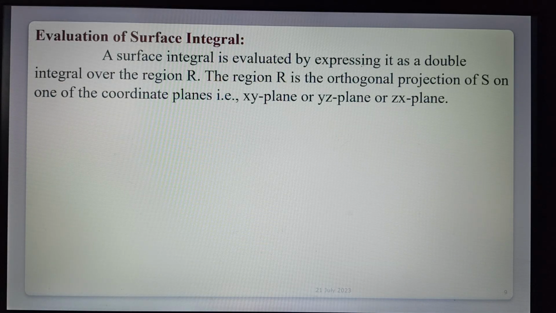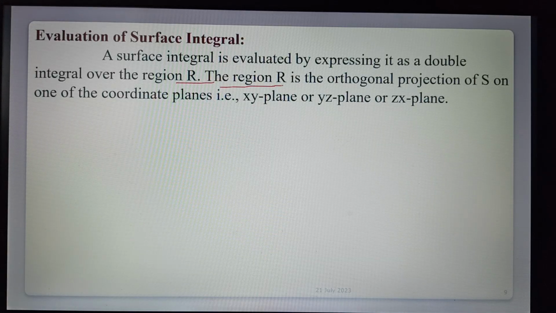Next, evaluation of the surface integral. How do we find the surface integral? The surface integral is a generalization of the double integral over a region. See the formulas given here. A surface integral is evaluated by expressing it as a double integral over the region R. The region R is the orthogonal projection of S on one of the coordinate planes, that is the xy plane, yz plane, or zx plane.